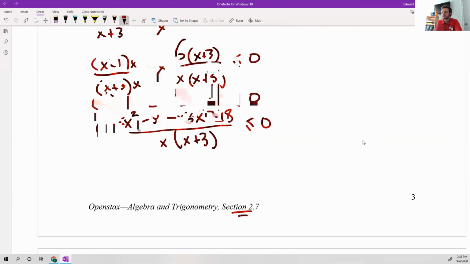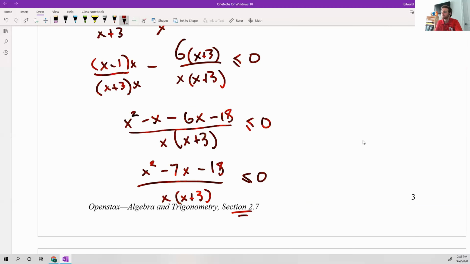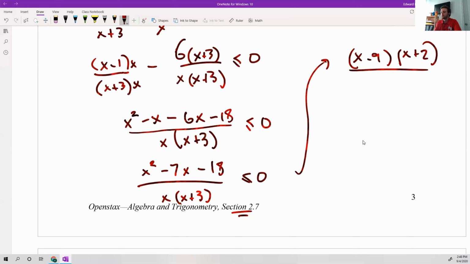All right, x squared minus x minus 6 minus 18, that's going to be x squared minus 7x minus 18 all over x times x plus 3. And then this factors, right? Yeah, that factors. I think that's 9 and 2? Yeah. So x, what's going to be a minus 9 and a plus 2, as you said. Alrighty. And we are less than or equal to 0.